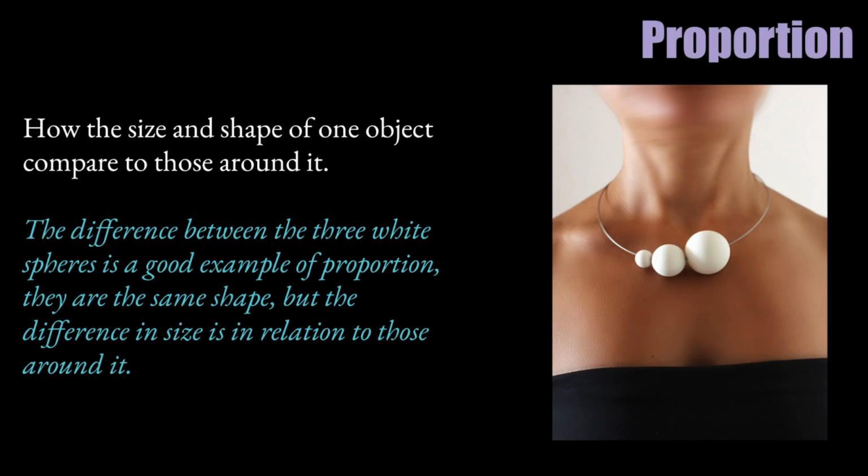Last but not least, we have proportion, which is how the size and shape of one object compare to those around it. Looking at this necklace, the spheres used to create it are all different sizes, but still look good on the neck because the largest of those spheres isn't so big that it overshadows the woman's neck and shoulders.